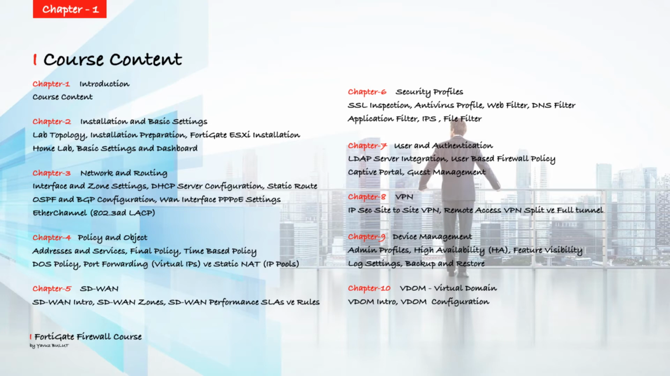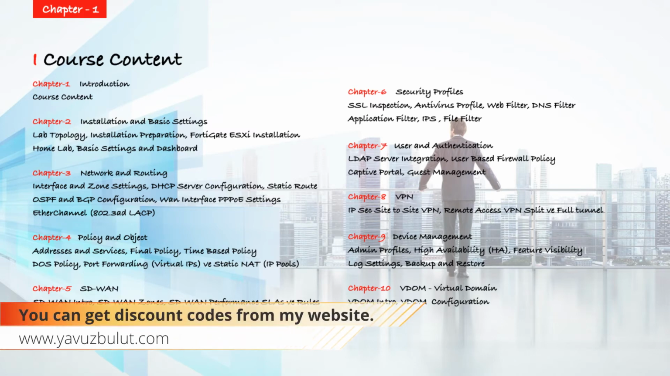When we come to the fifth chapter, we will talk about SD-WAN. Our first lesson will be an introduction to SD-WAN, and in our second lesson, we will talk about how to create an SD-WAN zone and how to make interfaces members into this zone. In our third lesson, we will talk about SD-WAN performance SLAs, and in our last lesson, we will complete chapter 5 by giving examples of SD-WAN rules.